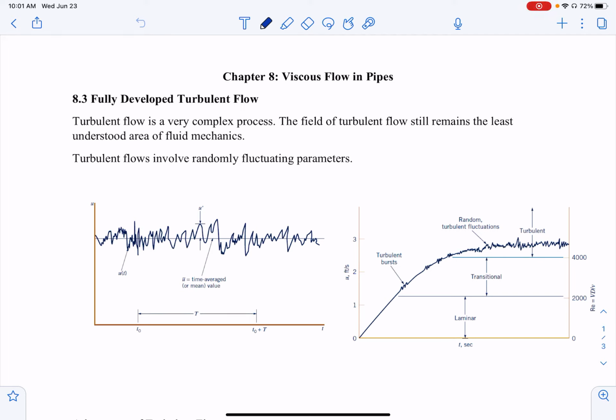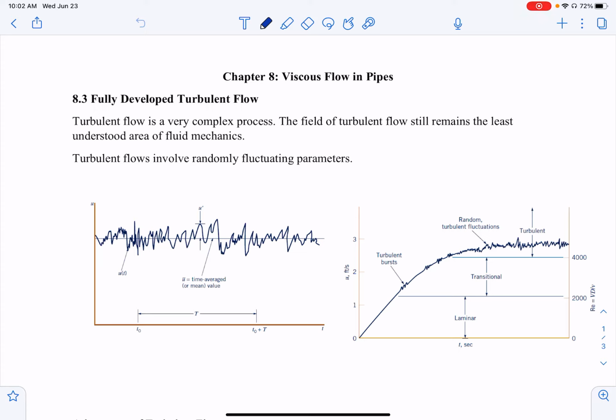In the previous section, various properties of a fully developed laminar pipe flow were discussed. Now, in this video, we are talking about the fully developed turbulent flow. It is necessary to obtain the similar information that we got for the laminar pipe flow for the turbulent pipe flow, because this is another scenario in real life.